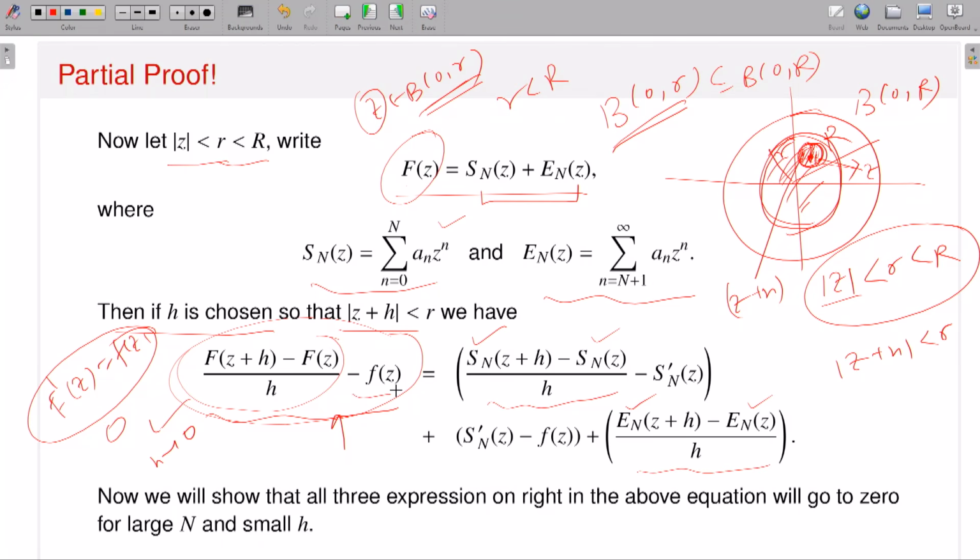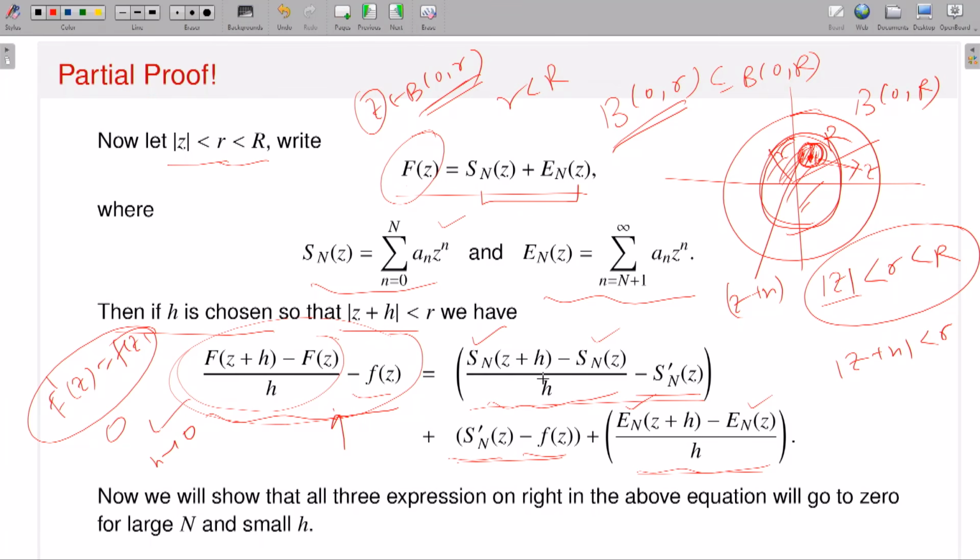Then minus f of z is kept as it is, and there I am adding something and subtracting something: I am subtracting Sn prime of z and I am adding Sn prime of z. So you consider these two terms together, and combine these. Therefore the left hand side is exactly equal to the right hand side. I didn't do anything extra. I am just writing capital F in terms of Sn and En, then adding Sn prime of z and subtracting Sn prime of z and doing the grouping. That's it. Now you can guess what I am trying to do.